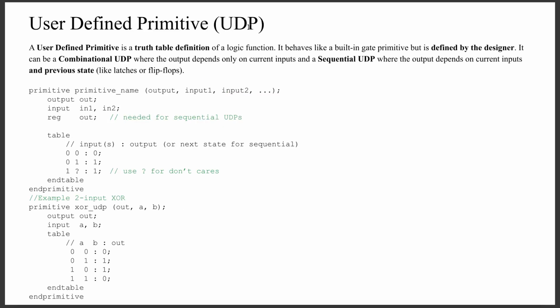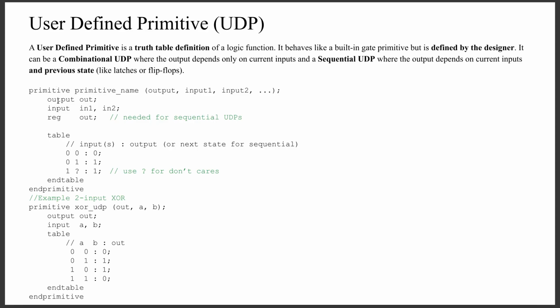User-defined primitive. A user-defined primitive is a truth table definition of a logic function. It behaves like a built-in gate primitive, but is defined by the designer. It can be a combinational UDP, where the output depends only on current inputs, or a sequential UDP, where the output depends on current inputs and previous state, like latches or flip-flops. So this is the basic way you would do it.